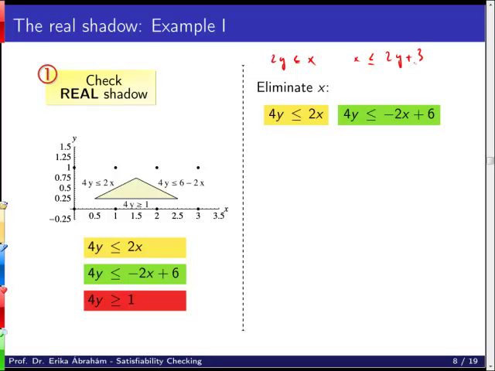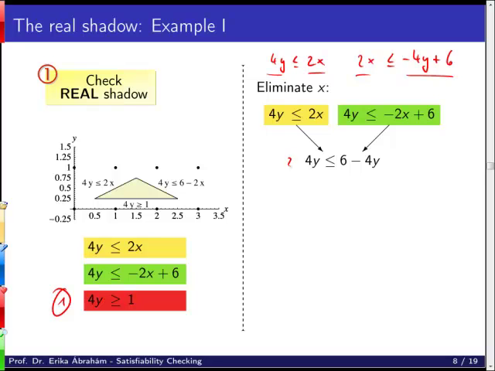I could do this now because the coefficients would not become non-integer, but instead we just multiply. Now in this case I do not need to multiply because the coefficient is the same. So I keep this one, and here I get 2x less or equal minus 4y plus 6. So you see, if I eliminate for 2x, then I get minus 4y is less or equal 6 minus 4y. So now I have two constraints. This is the left, and this is the second one, which contain now only y.